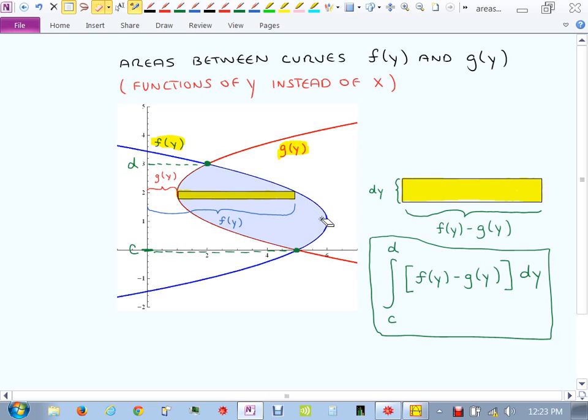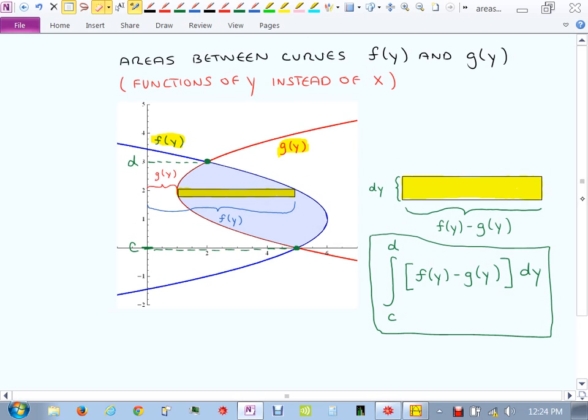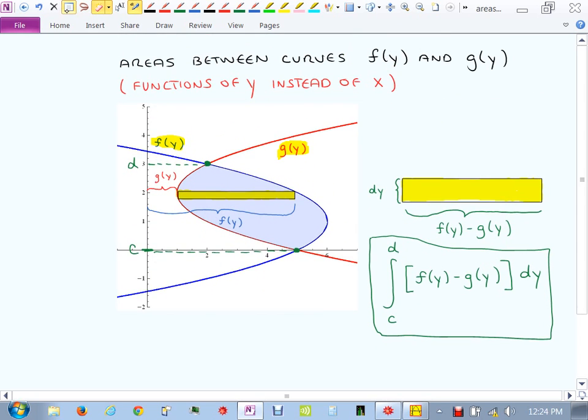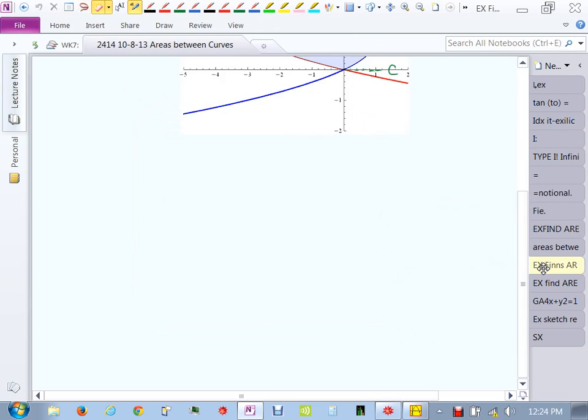So the rectangle we have here, the width of it is dy instead of dx. The length of it is the f function minus the g function. So it's all the same thing, except in terms of y instead of x. See? Let's try an example to see if this makes sense or not.